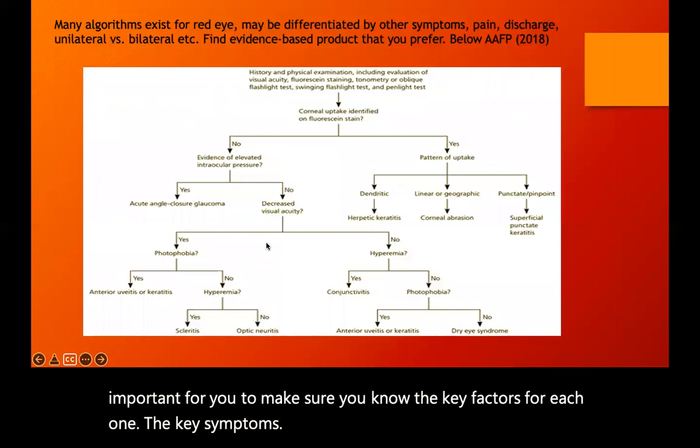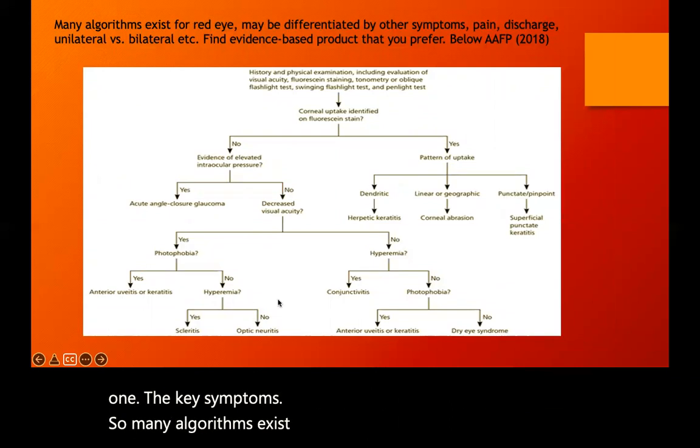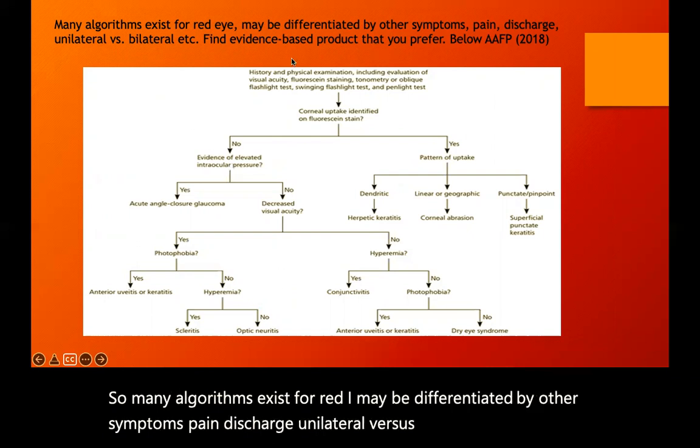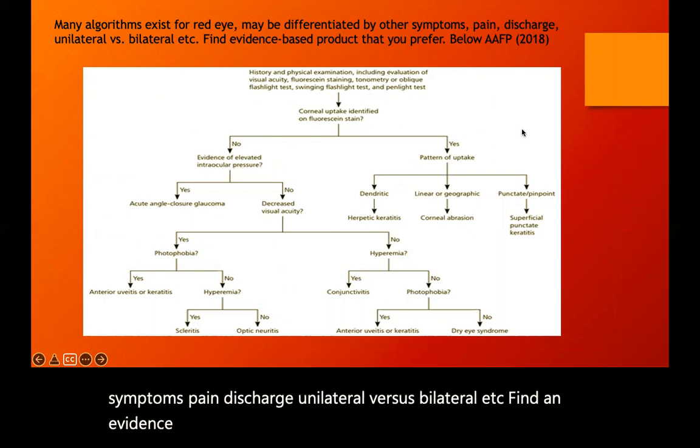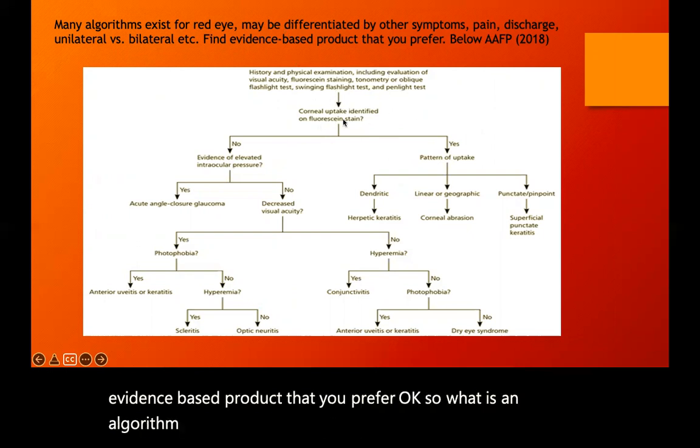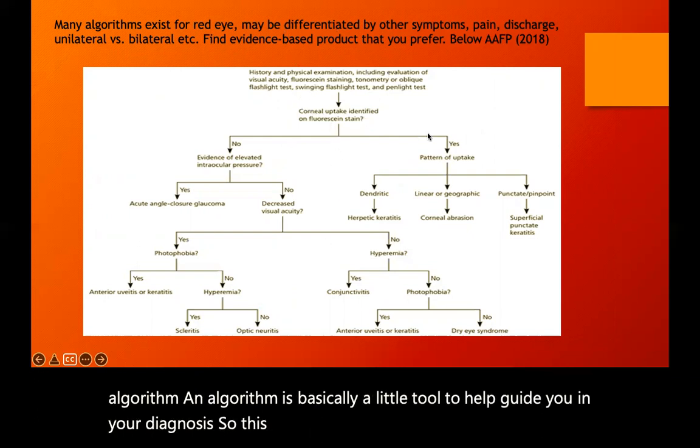Okay, so many algorithms exist for red eye, and may be differentiated by other symptoms, pain, discharge, unilateral versus bilateral, etc. Find an evidence-based product that you prefer. Okay, so what is an algorithm? An algorithm is basically a little tool to help guide you in your diagnoses. So this is in particular for an eye.